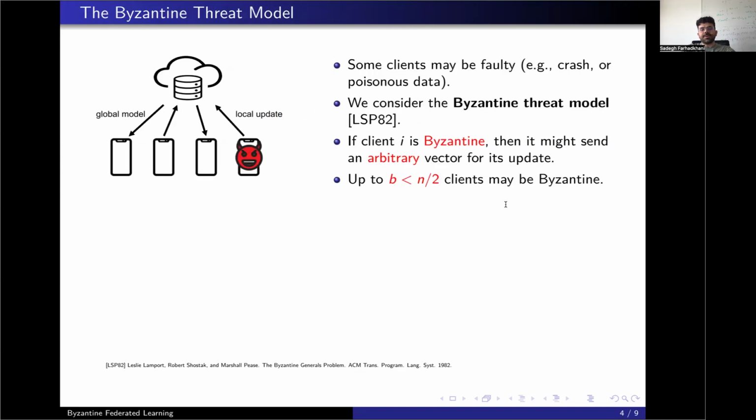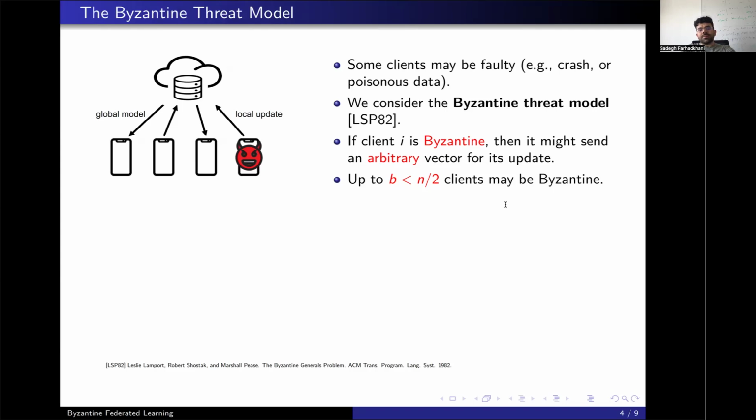Federated averaging is a very well-studied algorithm, and it's been studied by a lot of papers before, and it works well when everything is good in the system and all the clients perform exactly what they're supposed to do. But in a real-life scenario, especially when we don't have control over all the clients in the system, we should expect some of them to misbehave for various reasons. For instance, some of them might crash, or some of them might have low quality or poisonous data. And because of that, they might send update vectors to the server that are not desirable.